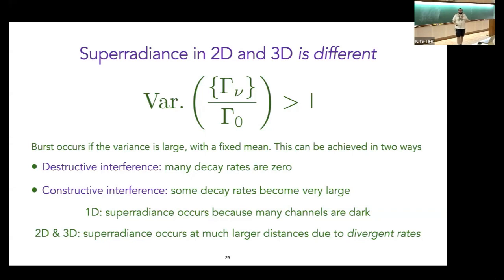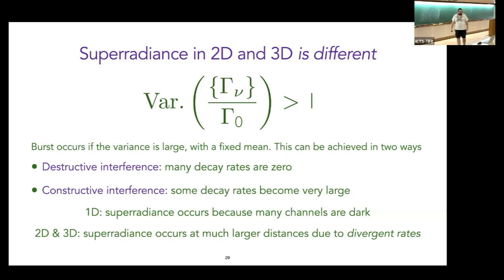But in 2D and 3D, superradiance is occurring at distances where there are no dark rates left anymore. Instead, it has to be driven by these divergent rates. It's driven by constructive interference. So the more atoms I add, the brighter and brighter those brightest channels get.